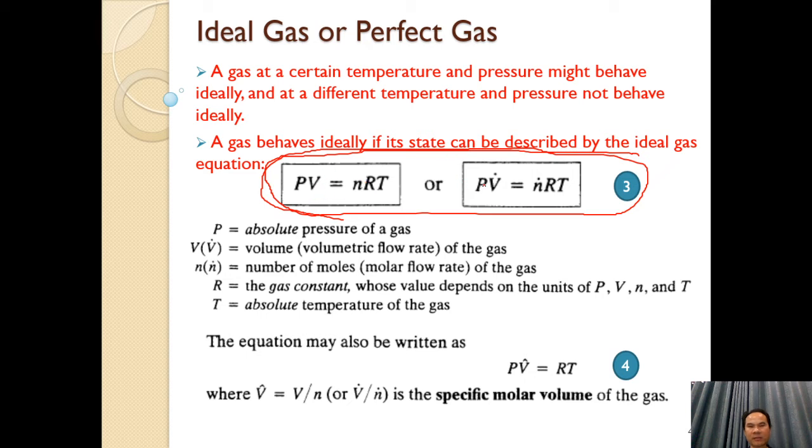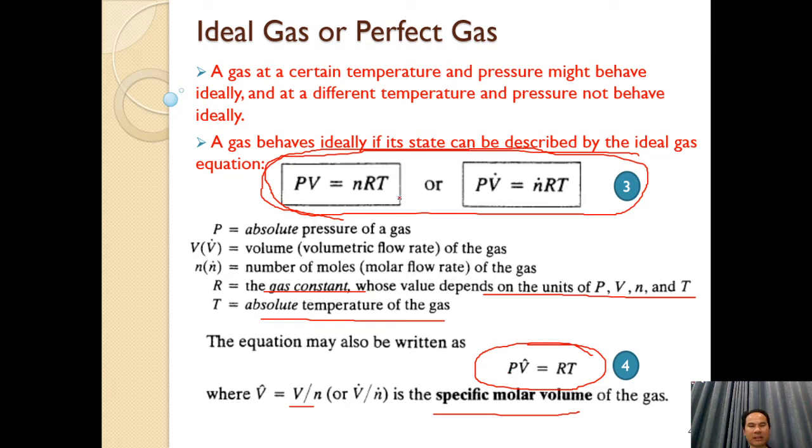V is volume, n is number of moles, V dot is volumetric flow rate, and n dot is molar flow rate. R is the gas constant. T is absolute temperature, in Kelvin or Rankine. This equation may also be expressed as P V hat equals RT, where V hat means V divided by n. We call it the specific molar volume.